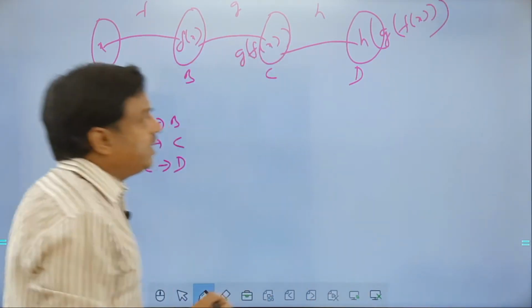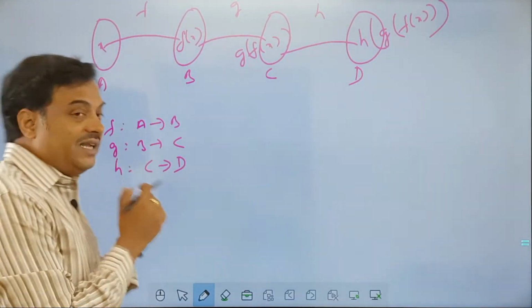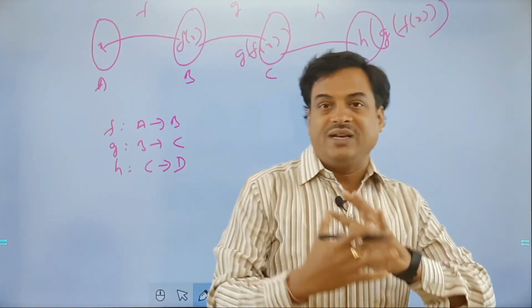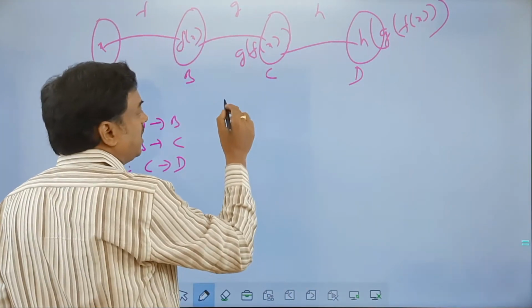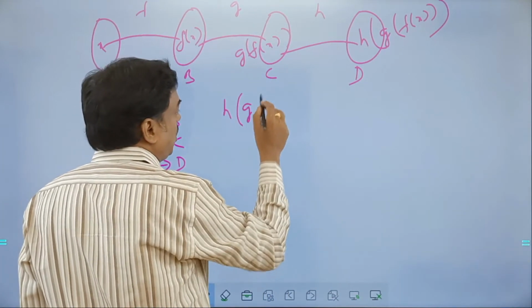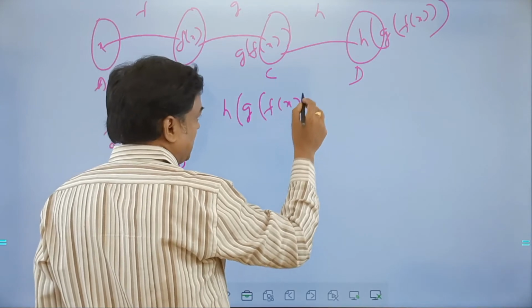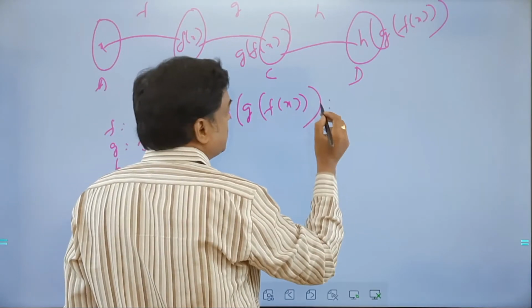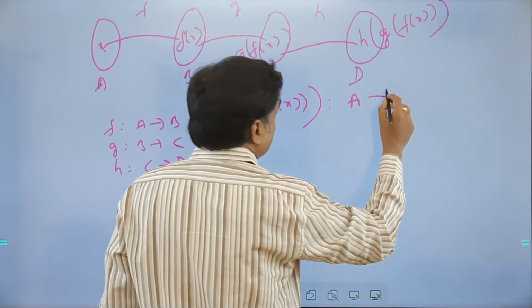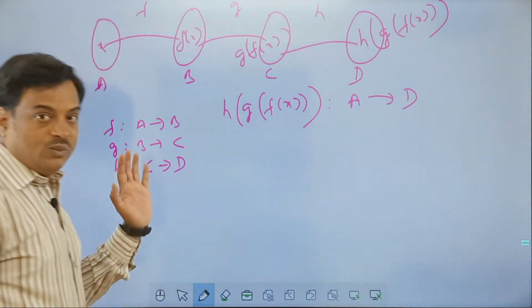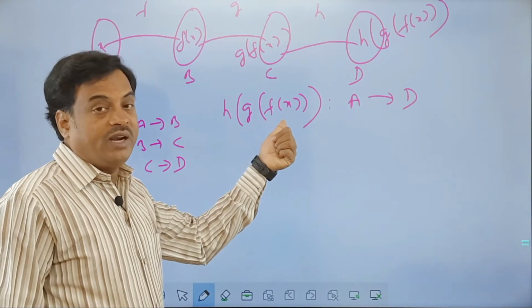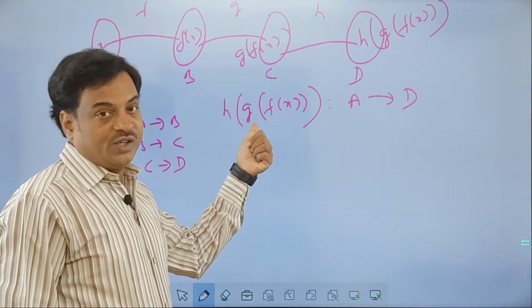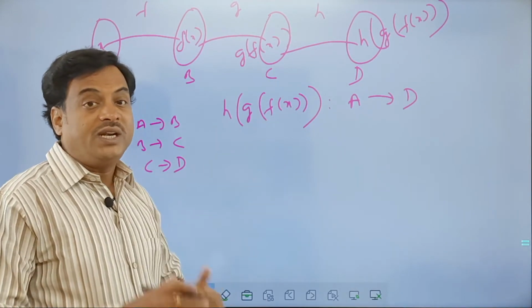So here what I am doing, my friend, I am taking 3 different functions, combining 3 different functions into one function, and ultimately what I got here, H of G of F of X, is the function which is mapping from A to D directly. You need to start with the innermost one. First we applied function F, then we applied function G, then we applied function H.